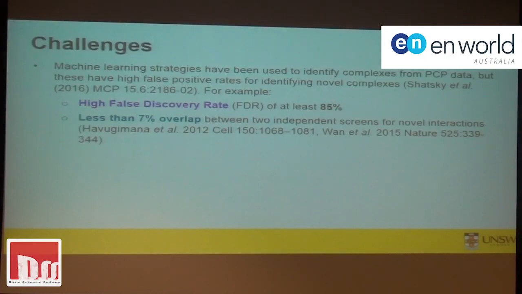But there are challenges. Machine learning strategies have been used to identify these protein complexes from PCP data, but this has been known to have high false positive rates for identifying novel complexes. There's a known high false discovery rate of at least 85% in some studies. And for 2 independent screens looking for novel interactions in human data, there's less than 7% overlap. That's a bit worrying because these 2 studies, one from Cell and one from Nature, are very high impact studies. So if they get it wrong, what can we do?